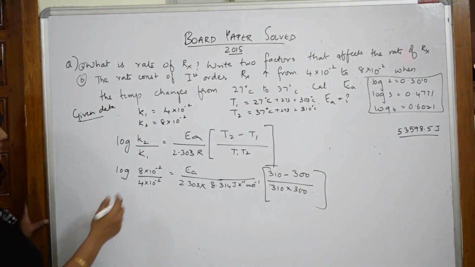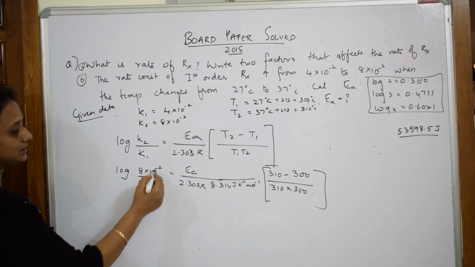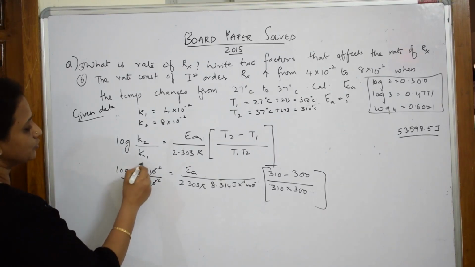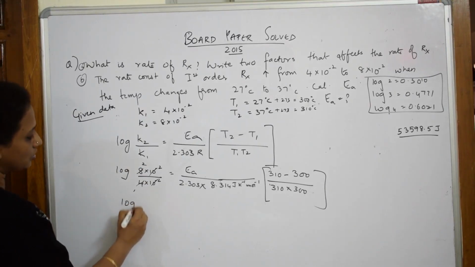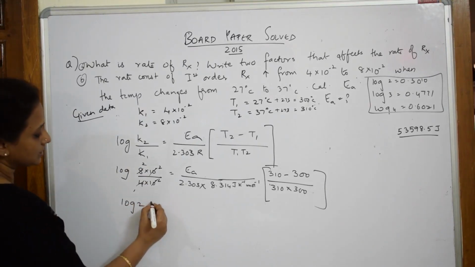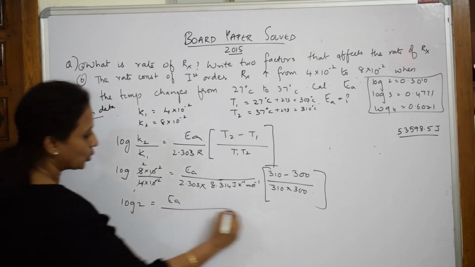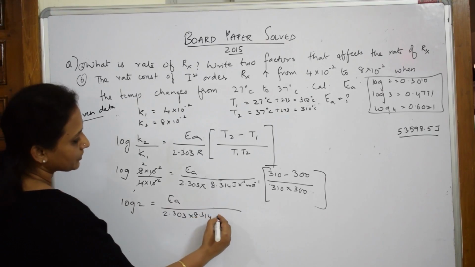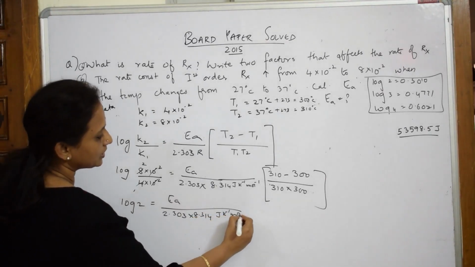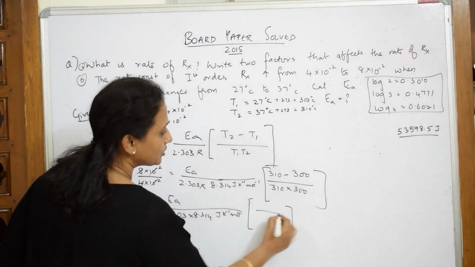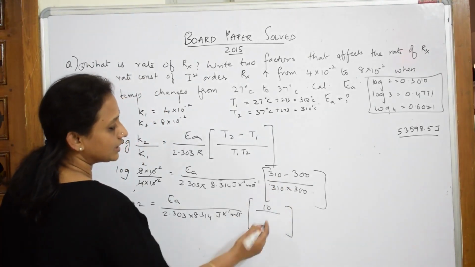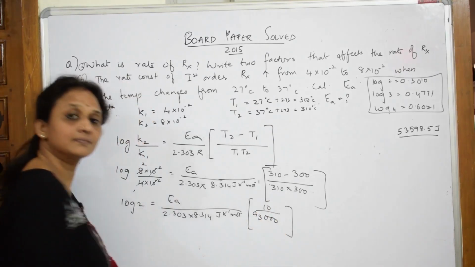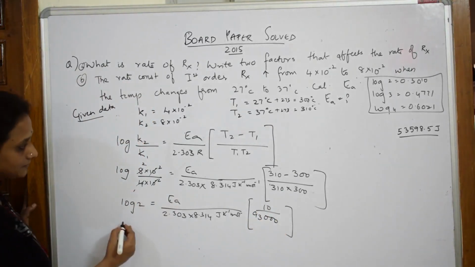Simple. Now let us solve the whole thing. This and this get cancelled. Correct. Now here 4 ones are 4, 4 twos are 8, so you get log 2. Correct. Now is equal to EA by the whole thing here, 2.303 into 8.314 joule Kelvin inverse mole inverse. Now this comes to 10, isn't it? 10 divided by, I think, yeah, it is 93 zeros.